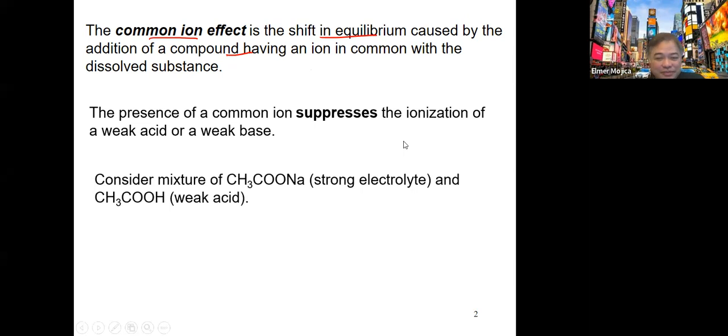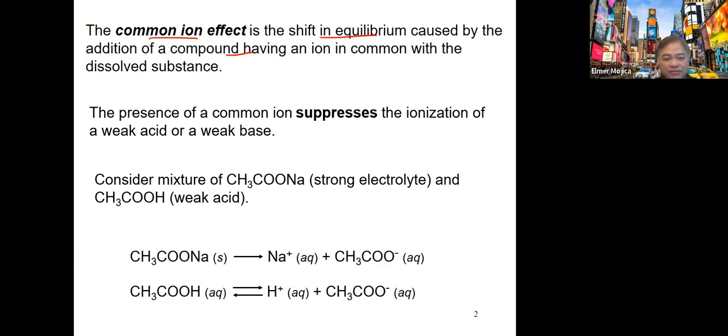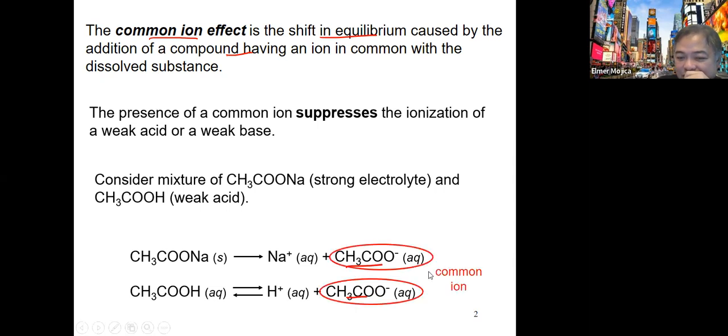So for instance, here, you have sodium acetate and acetic acid. So this is what happens here. What is common to them? Which ion is common to the two? This. So the presence of that common ion will favor the backward reaction. It's going to push the reaction backward.